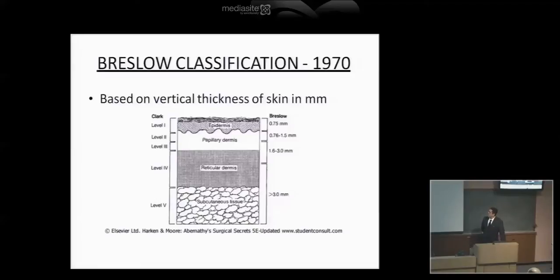On the left of the picture, you can see the Clark level, and on the right is the Breslow level. Now, based on the anatomical location of the lesion, the skin may be thick or thin, and as a result, the thickness of the reticular dermis or the papillary dermis may differ. And this can change the prognosis of melanoma, especially if the pathologist uses the Clark level. It's not an accurate level. That's why the Breslow classification is what is being used for prognosticating and for staging melanomas.